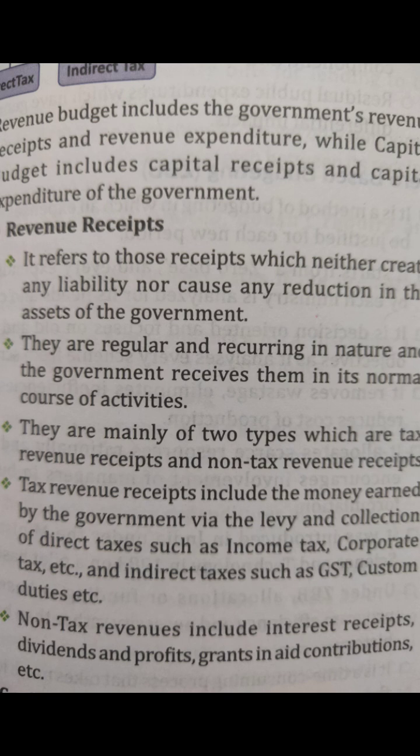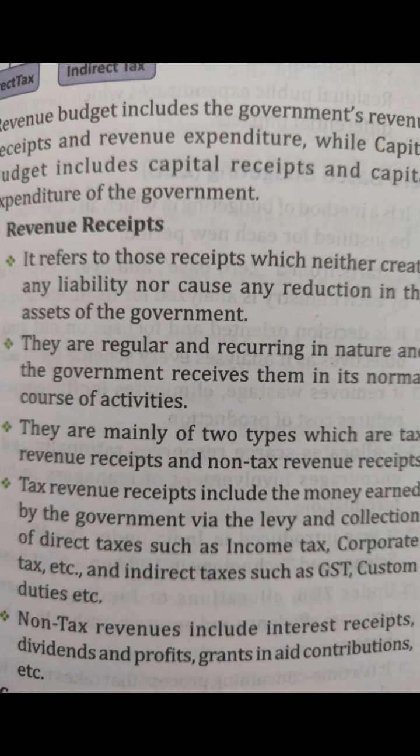Why revenue receipts are important. For daily operations, the government needs this money to pay salaries, maintain public services like police, schools, hospitals, and build infrastructure like roads. Debt-free income. This money is earned, not borrowed, so it doesn't add to the government's debt.